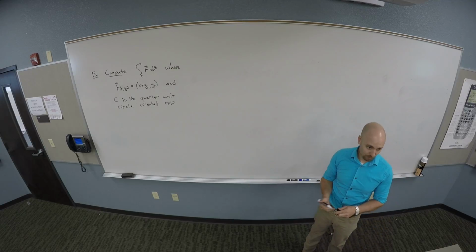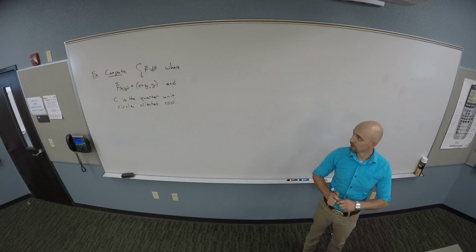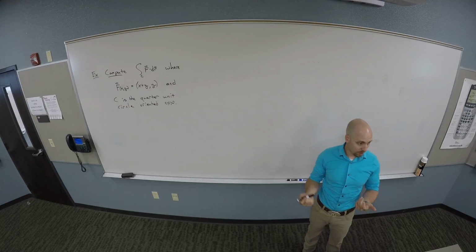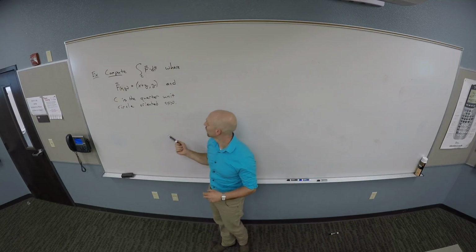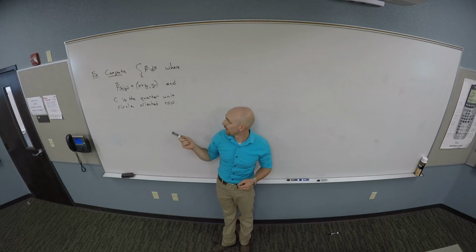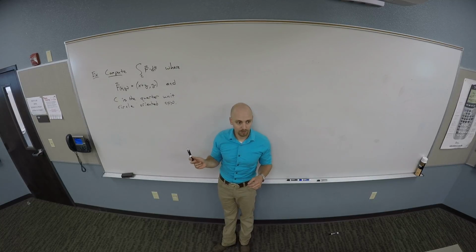So let's try an example. I want to compute the vector line integral of F dr, where F is the vector field x plus y comma y, and C is the quarter unit circle oriented counterclockwise.